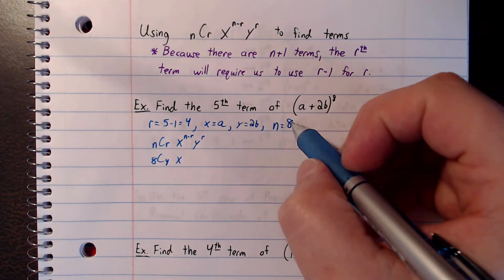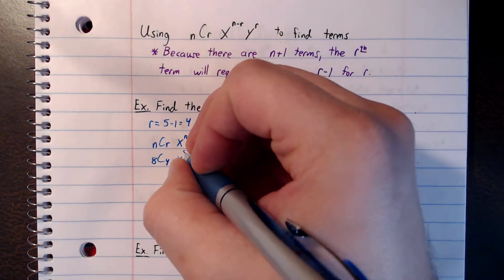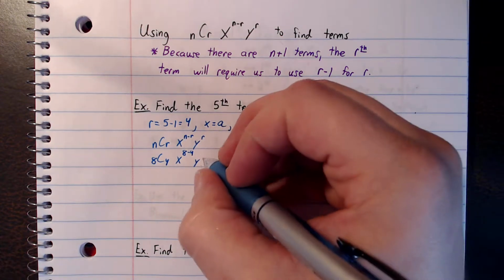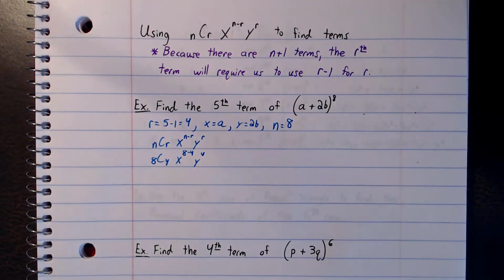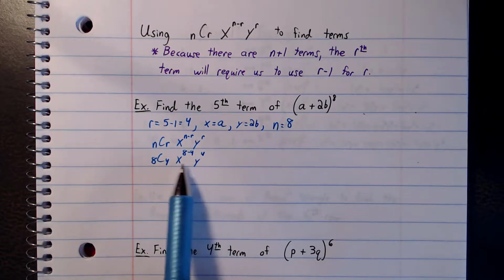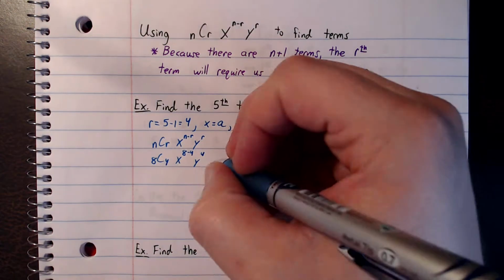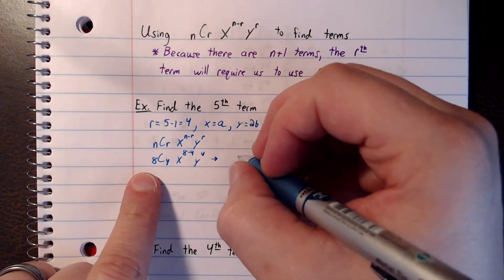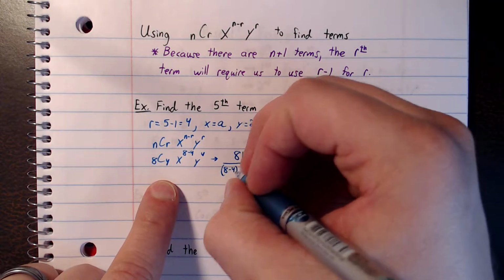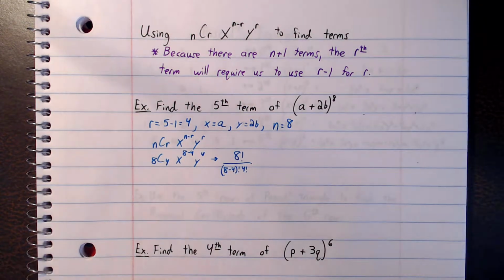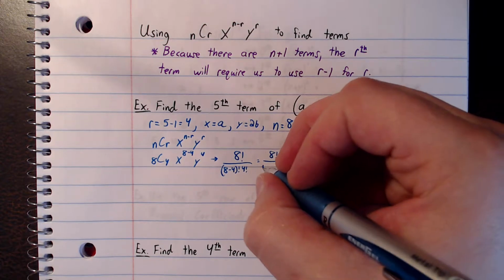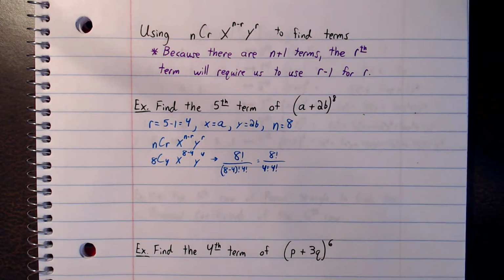X to the power of 8 minus 4, and then y to the power of 4. Now, we've got to work on this piece first, and then we'll sub in these values after. But let's take care of this. 8 over 8 minus 4 factorial times 4 factorial. So 8 factorial over 4 factorial times 4 factorial.